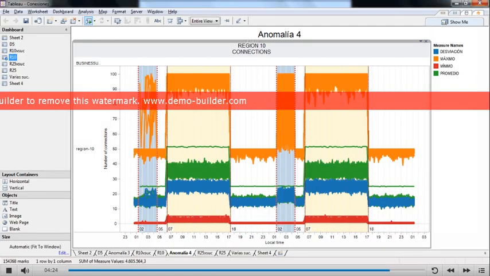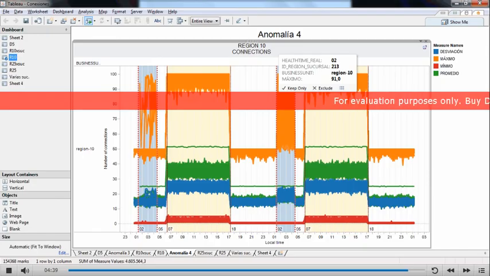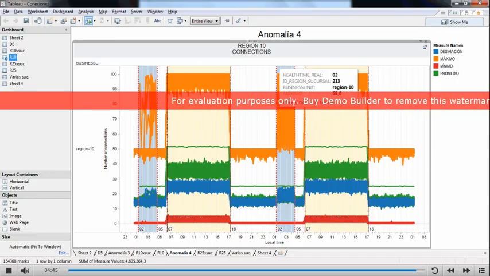Anomaly 5. In region 10 on February 2 between 2 and 5:15 a.m., there was an increase in the maximum number of connections of various branches, which is determined as an anomaly. We see for all branches the same behavior on February 3 at the same time. This anomaly could be explained by a process that is scheduled to run at this time.